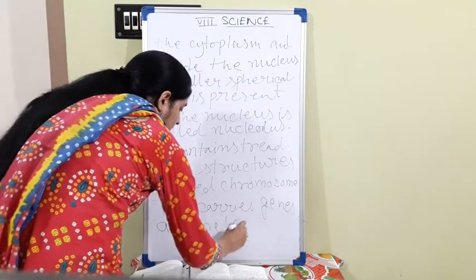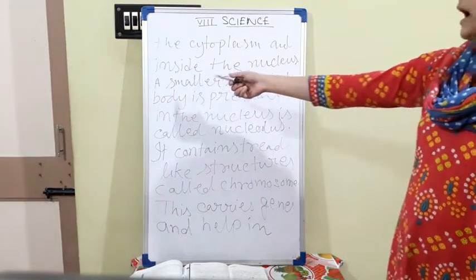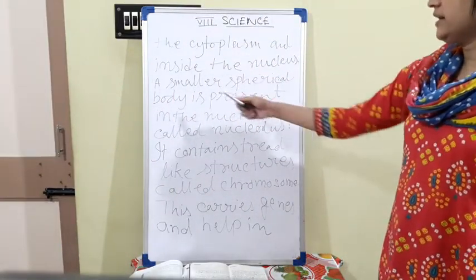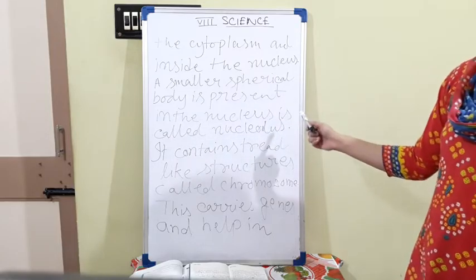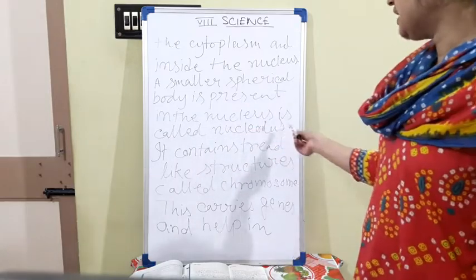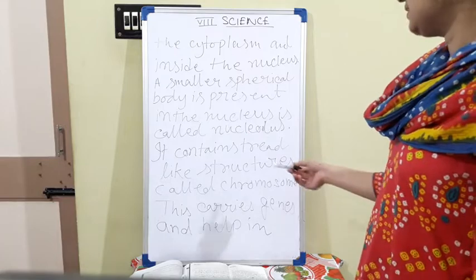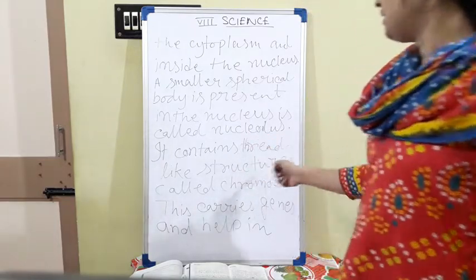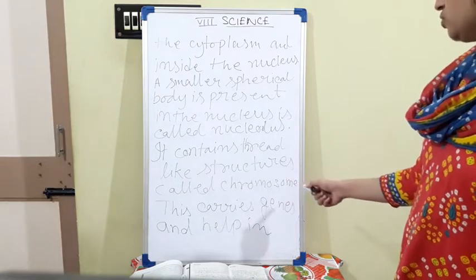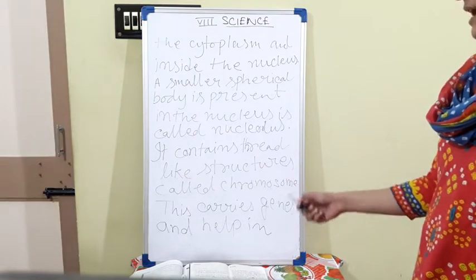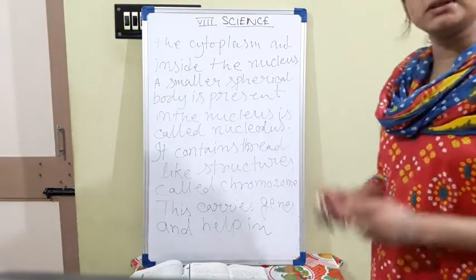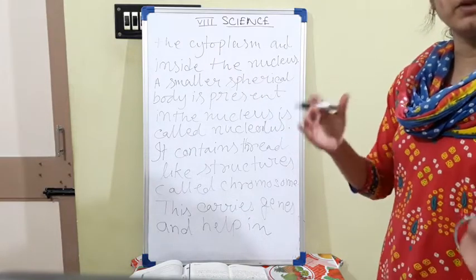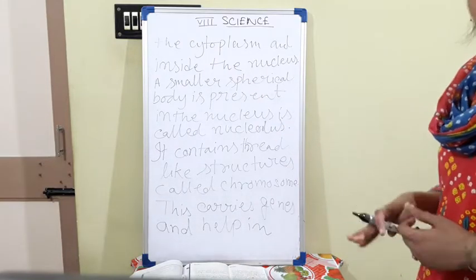So inside the nucleus a smaller spherical body is present, called the nucleolus. It contains thread-like structures called chromosomes. These carry genes and help in what is the function of this? Inheritance of characteristics from parents to children, transfer of the characteristics.